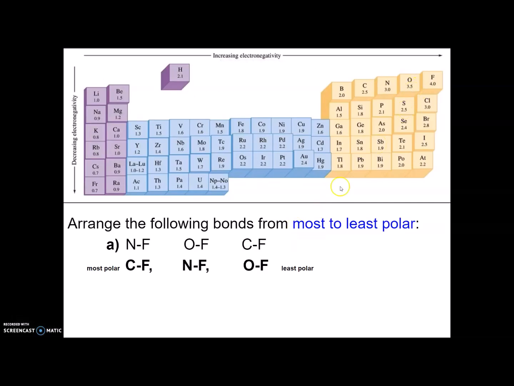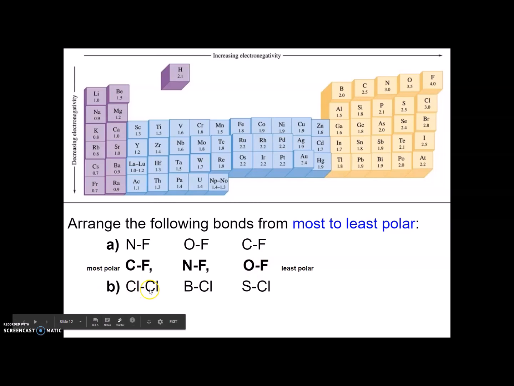Because oxygen to fluorine is the lowest difference in electronegativity. Okay, let's try this one. Chlorine bonded to chlorine, boron bonded to chlorine, and sulfur bonded to chlorine. They all involve chlorine.